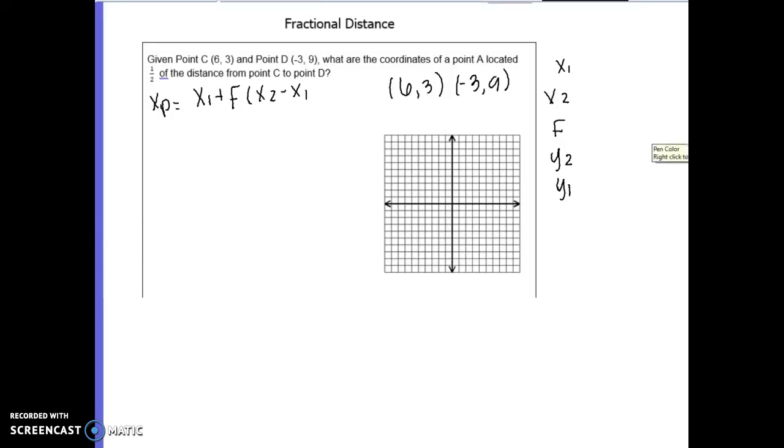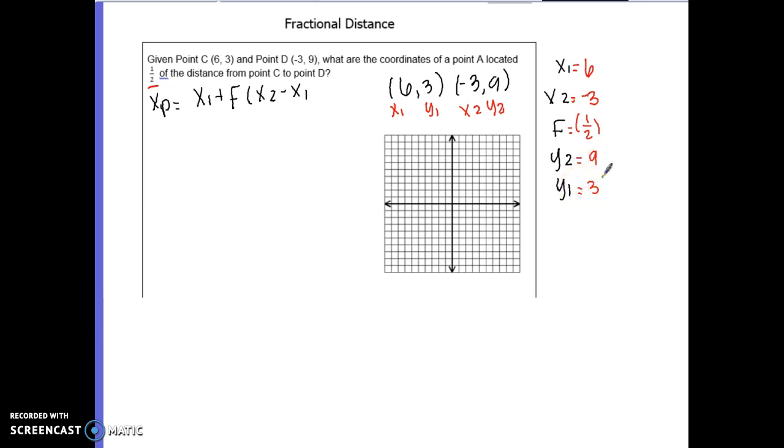Alright, doing a graph example. We have our coordinates over here that I've rewritten so I could label them a little better. So with that said, let's go x1, y1, x2, y2, and while we're here off to the side, I am going to label them. So x1 is 6, x2 is -3, f, we said it was halfway, so 1/2. y2 was 9 and y1 is equal to 3.